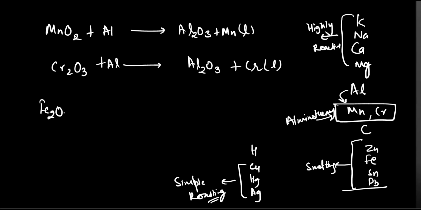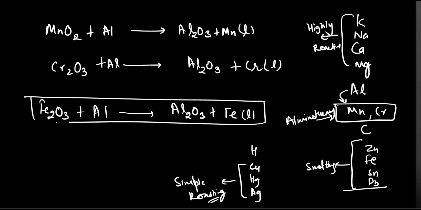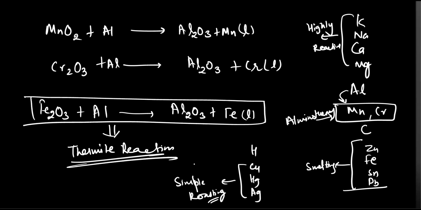And for this we use Fe2O3 also. When it reacts with the aluminium, it gives you Al2O3 plus iron in the liquid state, the molten state. We say that this type of reaction is called the thermite reaction, since this reaction is also used for joining scaffolding, machine parts.